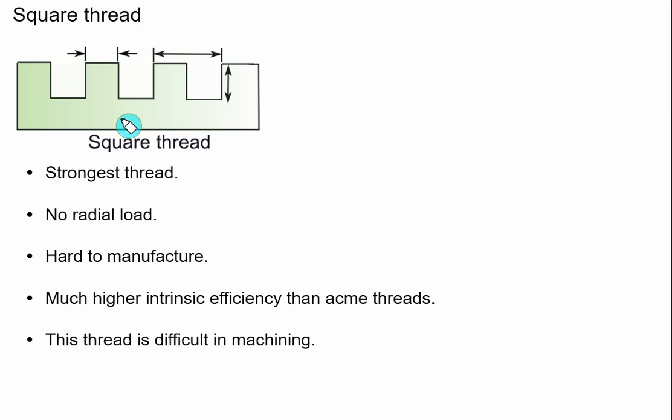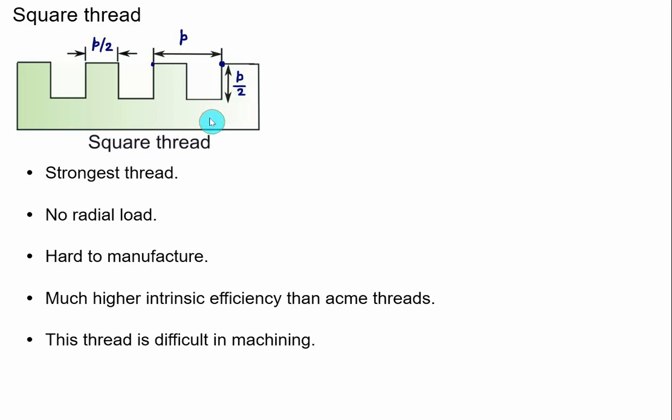Both the square and Acme thread profiles are almost similar, except in the square thread we have a sharp 90 degree. The distance between the two corresponding points here is called the pitch. The thickness of the square thread will be equal to pitch divided by 2. So we have P by 2 as the thickness, uniform over the entire depth, and the depth is also equal to P by 2.